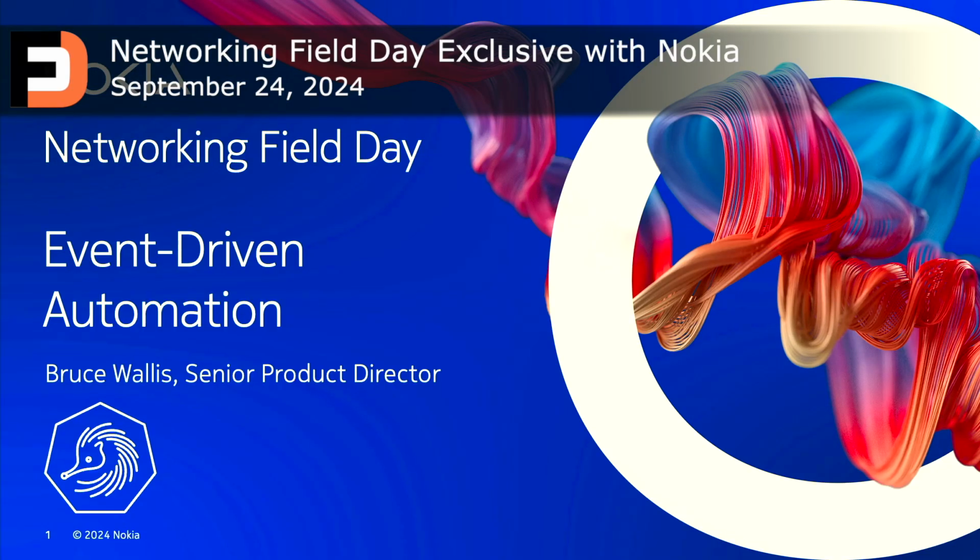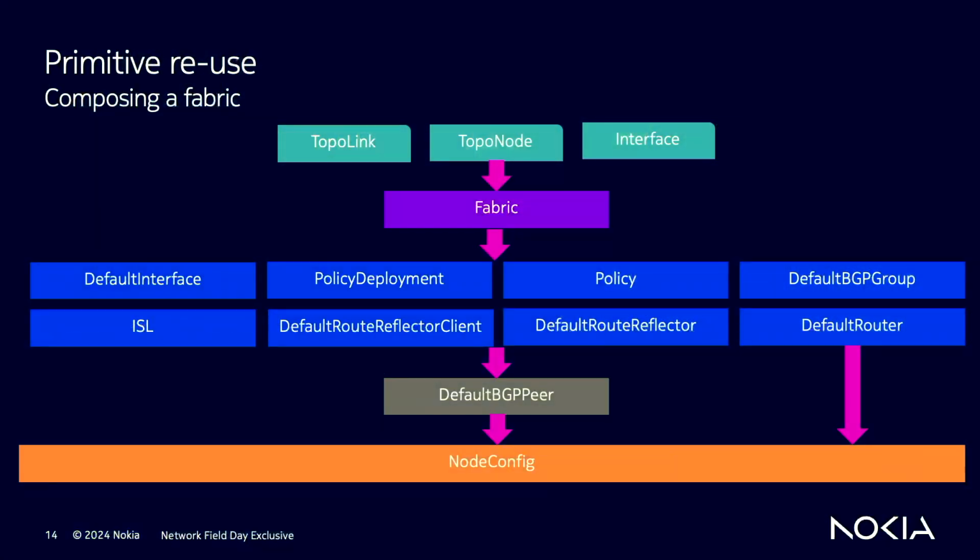This is kind of fundamentally what a fabric looks like to us. So at the end of the day, you get node config at the bottom, right? This is actually going to be node-specific configuration. It could be an Arista device, it could be an SR Linux device, it could be an SROS device. Doesn't matter, but it's going to be device-specific.